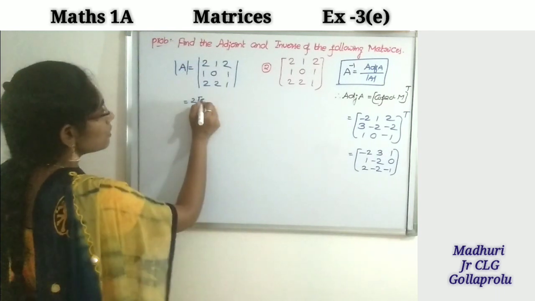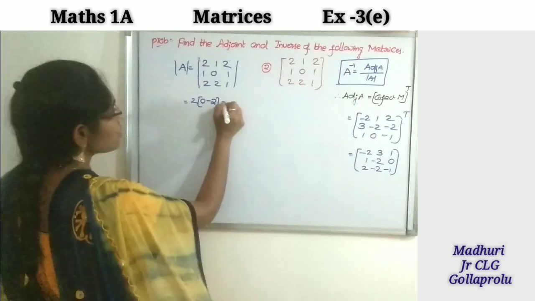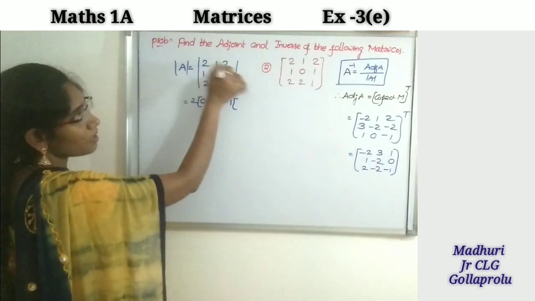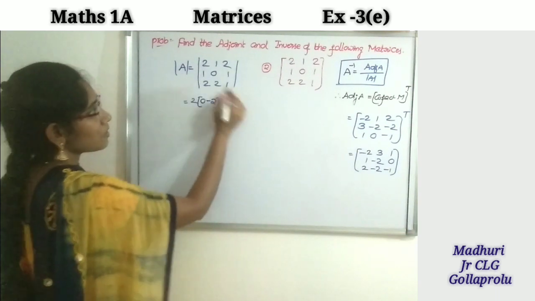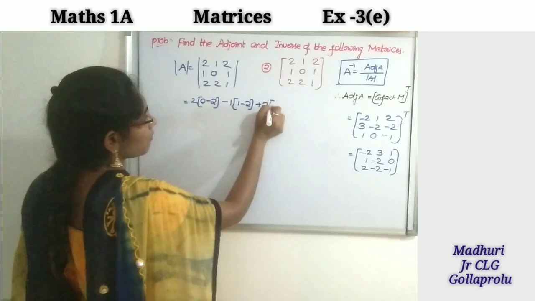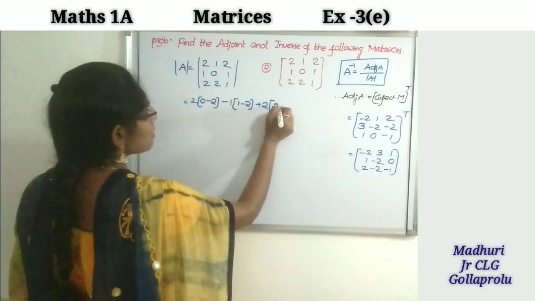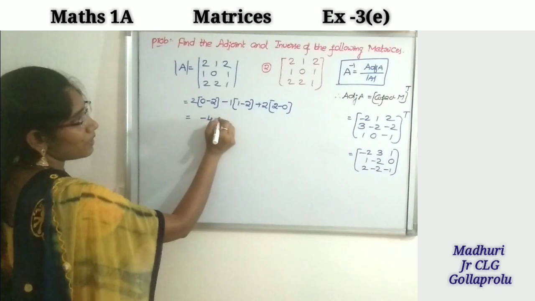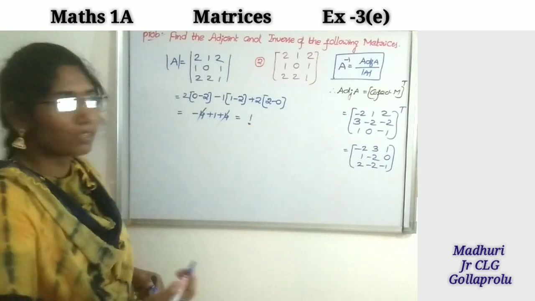That is 0 into 1 is equal to 0, minus 1 into 2 is equal to 2. Minus of the second element: minus 1 into, now leave the row and column at which the element 1 is present. Now take the det of the remaining 4 elements, that is 1 into 1, 1, minus 1 into 2, 2. Now plus the last element, that is plus 2 into, now leave these two. Now what are the remaining elements? Det value 2 minus 0, that is minus 4. Minus 1, minus 1, plus 1, plus 4 is equal to 1. Therefore det A is equal to 1.